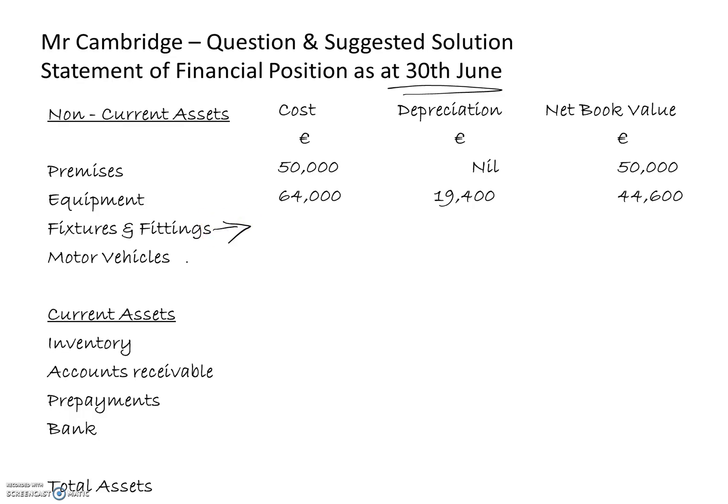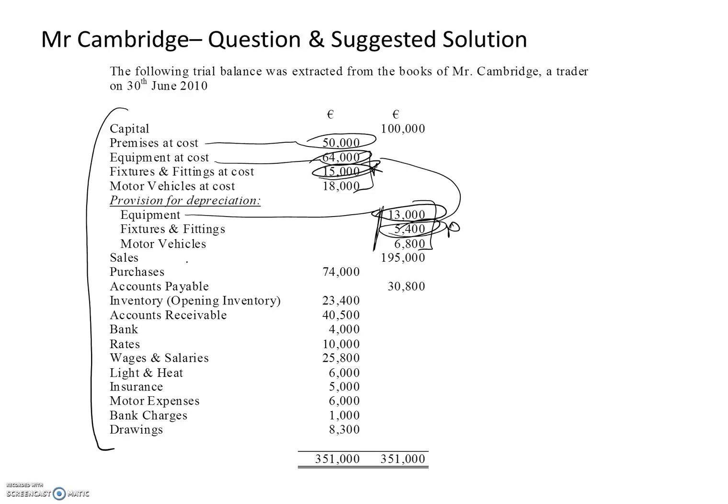So I'll have the original cost, the depreciation, and I take the depreciation away from the cost to get a net book value of 8,850. And for the motor vehicles, it's the same process.